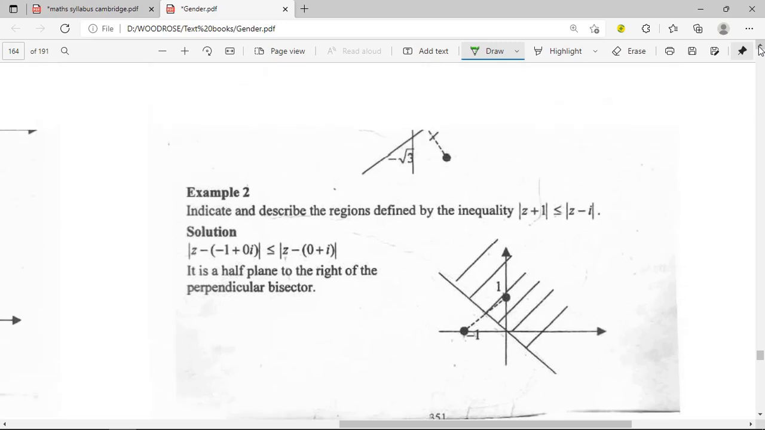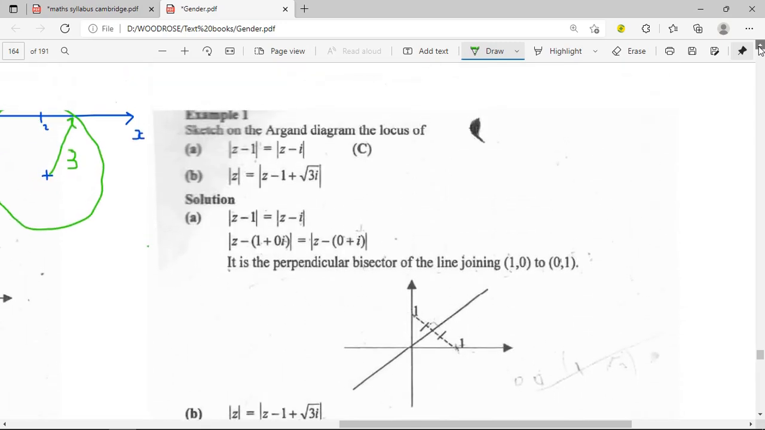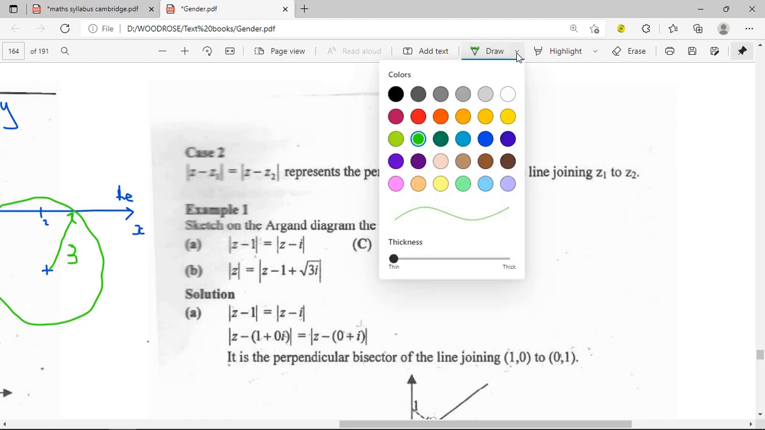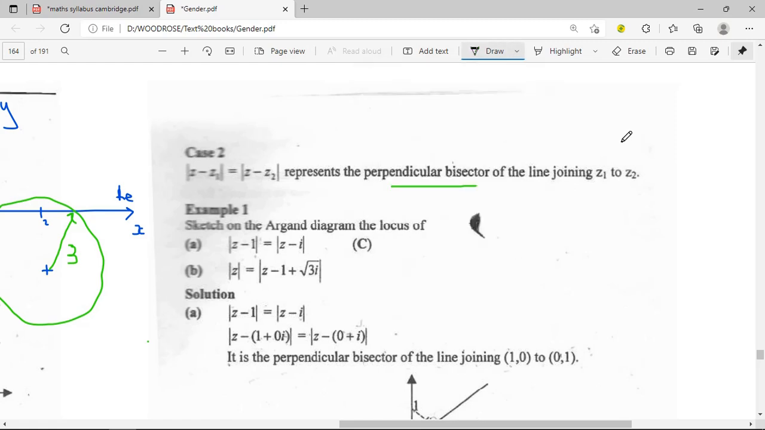locus. Then the second locus here, where we are having two modulus, one on each side, like modulus of z minus z1 is equal to modulus of z minus z2, right? So this one represents the perpendicular bisector joining z1 and z2. So it represents the perpendicular bisector joining z1 and z2.